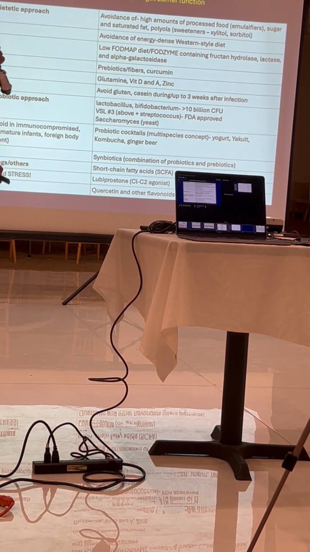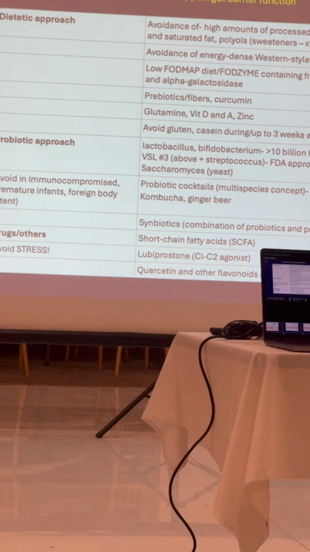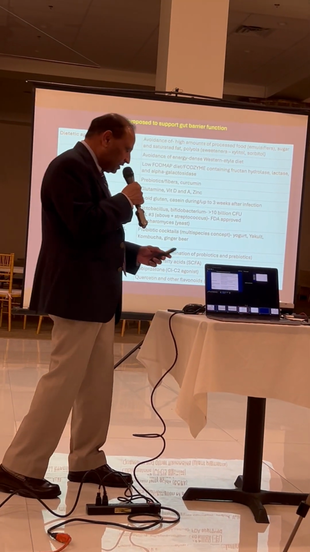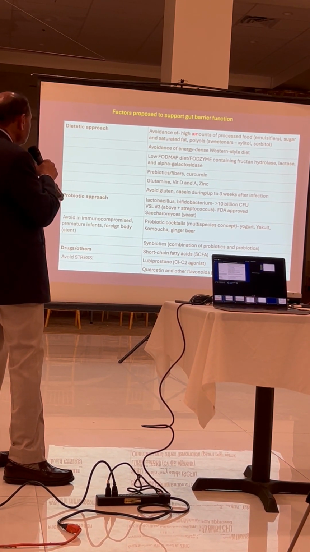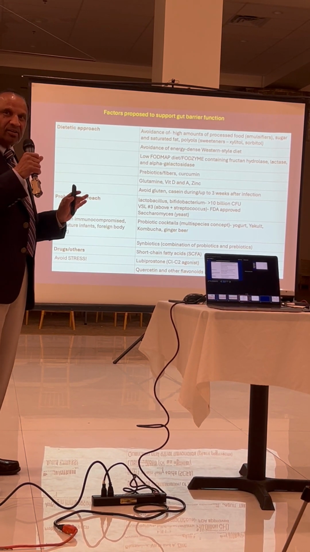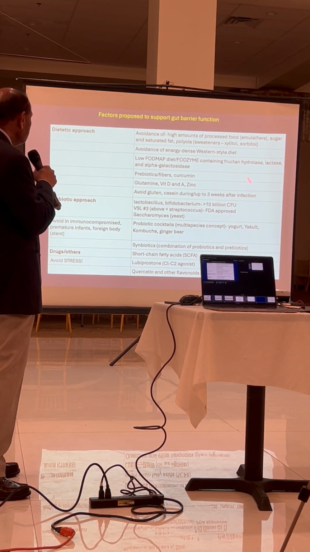So what should we do with this? How can we support intestinal barrier function? There are many approaches. The first thing is the diet, obviously: avoidance of high amounts of processed food. That's the first thing. You can have some, but not a lot, of food that has emulsifiers.